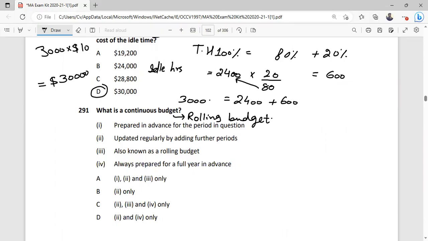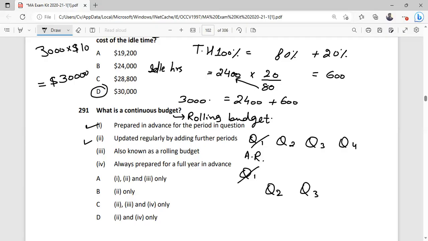Prepared in advance for the period in question. Definitely budgets are prepared in advance. Updated regularly by adding further periods, which means if we are following a quarterly budget, we prepare 4 budgets: quarter 1, quarter 2, quarter 3, quarter 4. At the end of the first quarter, we have actual results of quarter 1. Now that quarter 1 has ended, we will prepare budgets for the next quarters: quarter 2, quarter 3, quarter 4, and quarter 1 for the next year.